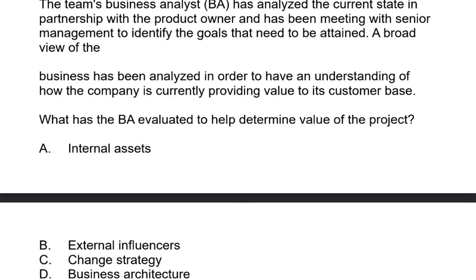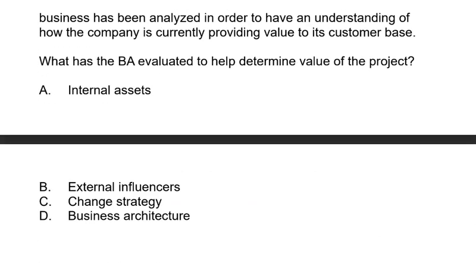What has the BA evaluated to help determine value of the project? Option A, internal assets. Option B, external influences. Option C, change strategy. Option D, business architecture.